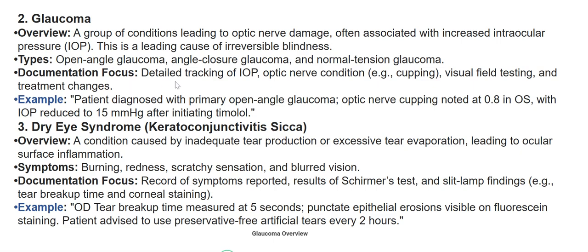Documentation focus here: detailed tracking of IOP, intraocular pressure, optic nerve condition, for example, cupping, visual field testing, and treatment changes. Example, patient diagnosed with primary open-angle glaucoma, optic nerve cupping noted at 0.8 in OS, with IOP reduced to 15 millimeters of mercury after initiating timolol. And timolol is one of the drugs of choice, eye drops, to treat glaucoma.